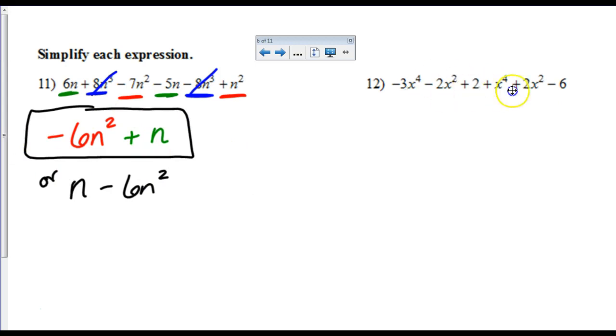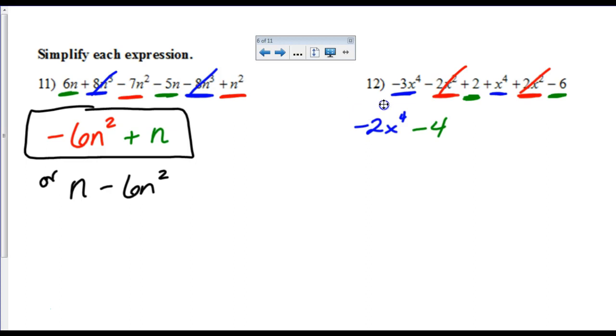Alright, same idea here. I look for the largest exponent, the largest term would be the fourth powers. So I'm going to collect those first. So I have negative 3x to the fourth plus x to the fourth. So that's negative 2x to the fourth. And then I don't see any thirds, so let's go seconds. So negative 2x squared plus 2x squared. These cancel. And then there's no linear term, but I do see a constant. Plus 2 and a minus 6. Combining those gives me a negative 4.